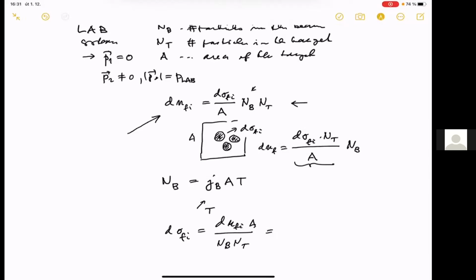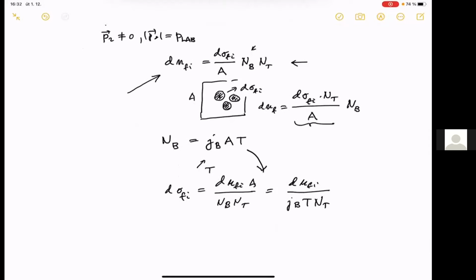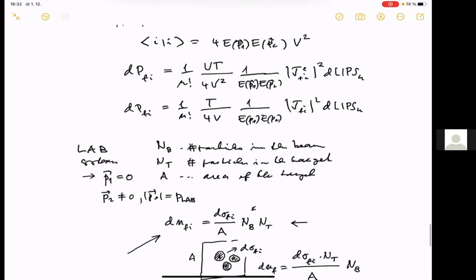And therefore, if we insert this into this formula, we obtain just dN_Fi over this current, J_B, times T times N_T. N_T is the number of target particles. And now back to our formula.